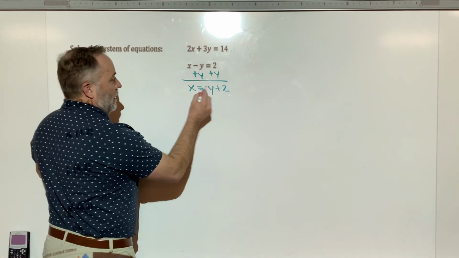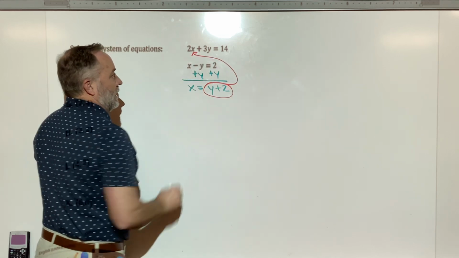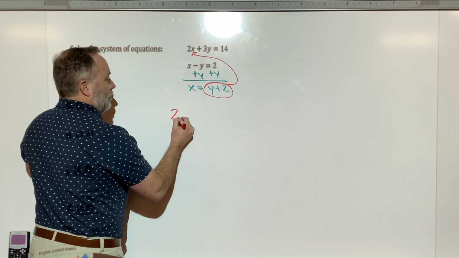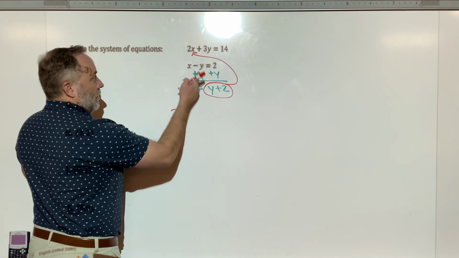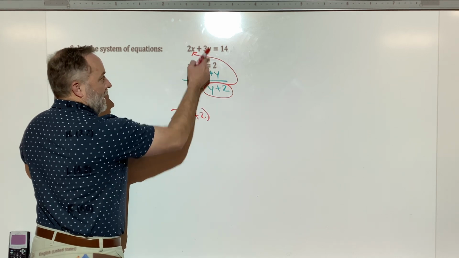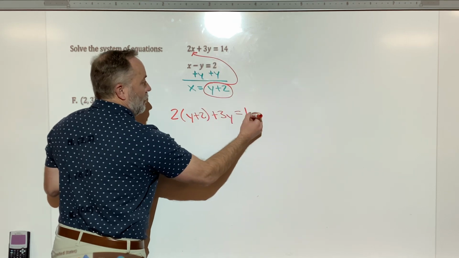So we're going to take what x equals, this y plus 2, and substitute it into that top equation for x. That would look like this. 2, now here's the substitution. We're replacing x with y plus 2. Then we still have plus 3y, and that is all equal to 14.